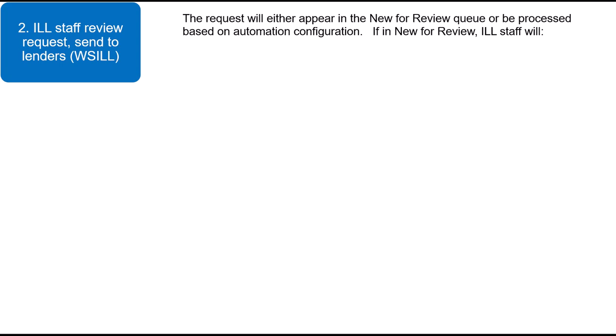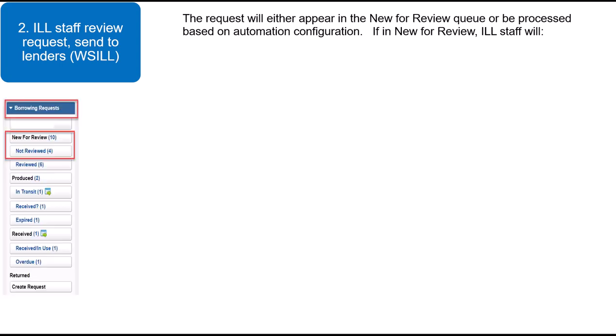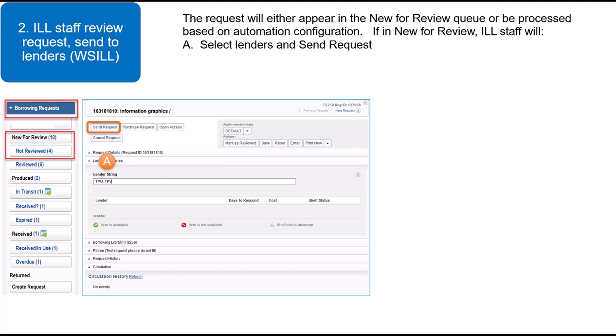Step number 2. Once that request is placed in the system, ILL staff at the library will find the request under the Borrowing Requests accordion in the New for Review, Not Reviewed status, or it will be processed based on automation configuration. If in New for Review, ILL staff will open the request, select lenders, or let automation do that, and send the request. The system will confirm that the ILL request was sent, and it generates the request ID number.